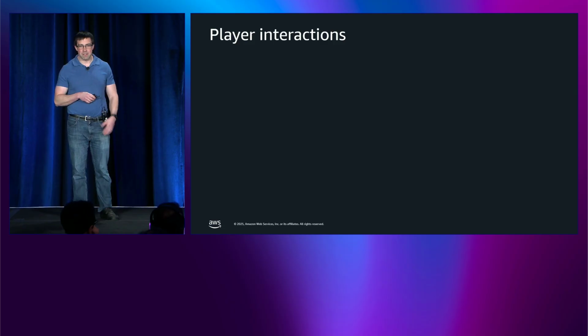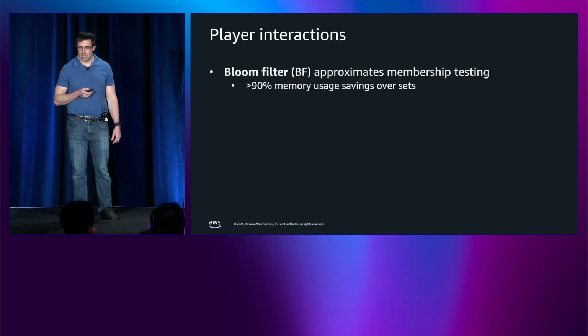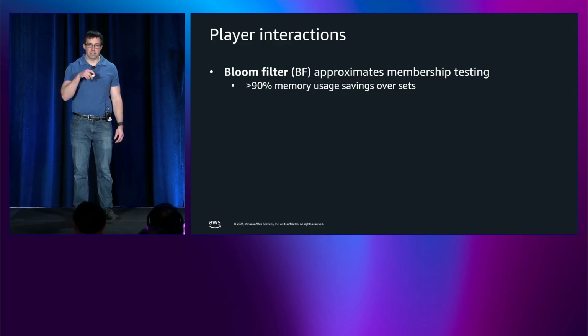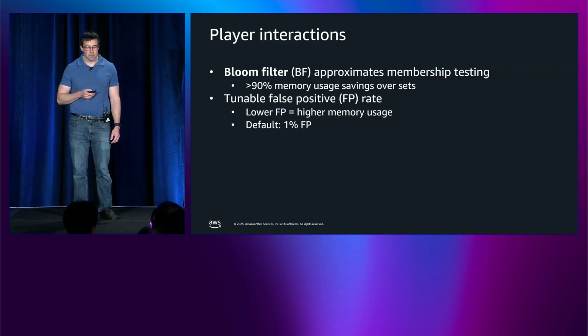Can we not have to store all of these combinations? And with that, we can use a Bloom filter, which is a relatively recent data structure added to Valkey. And this answers a different question. It answers the membership testing question: whether a given user has interacted with the particular user that you're querying for. This can result in over 90% memory usage savings over a set, depending on your configuration.